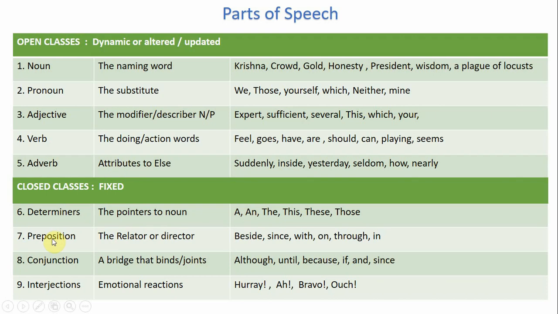Preposition, ये है the relator, किसी भी चीज को relate करता है, या director, या sorry, ये film का director नहीं obviously, ये director कहने का मतलब है direction show करता है, बताता है कि जो happening हो रहा है वो किस ओर हो रहा है. Going to market, look here, going to market, to direction दे रहा है. किस ओर जा रहे हो तुम? मार्केट की ओर. पर एक ऐसा भी है जब गो के साथ टू नहीं लगता, वो कब? ये हम प्रीपोजिशन के लेक्चर में जानेंगे, फिलहाल के लिए आगे बढ़ते हैं.